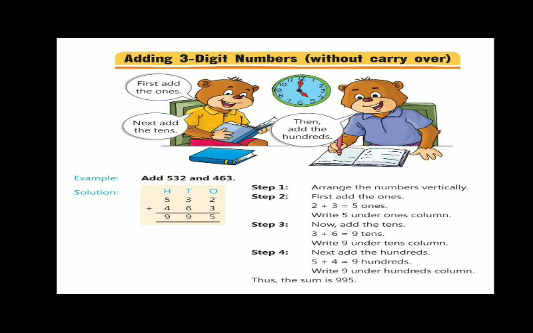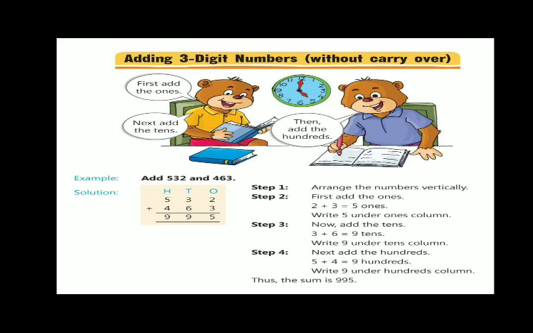For example, if you have to add 532 and 463, you will arrange the numbers in column and you will make sure that the digits at the same place are below each other. For example, here 532 has three place values, that is hundreds, tens and ones. So there will be three columns and the digits will be placed in their exact place values. 463 will be placed below that number.